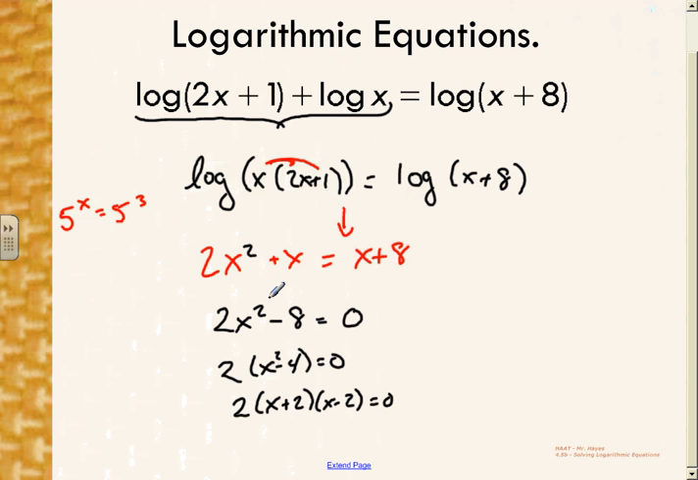Now, I do know that you could have moved the 8 over, divided it through by 2, and taken the square root of both sides. Just for sake of ease, I'm doing it this way so we have some consistency. x is going to either equal 2 or x equals negative 2.